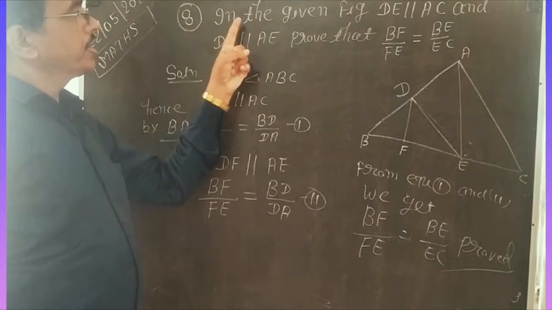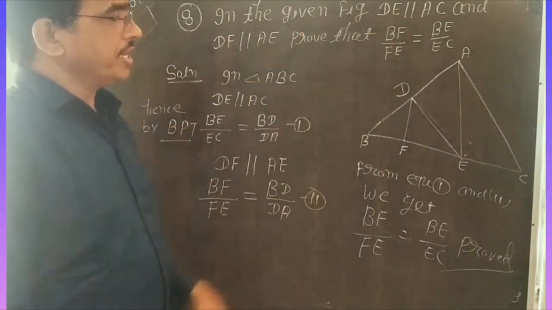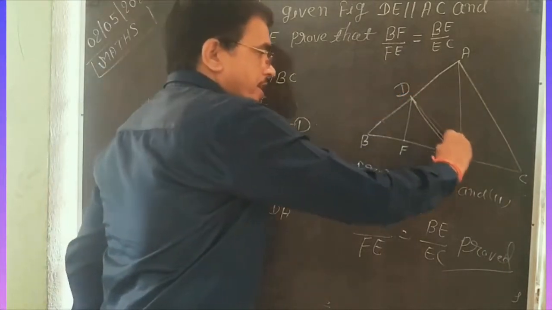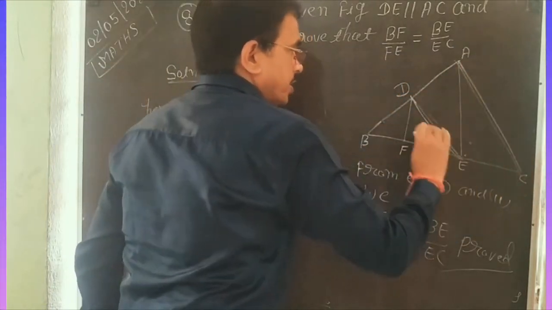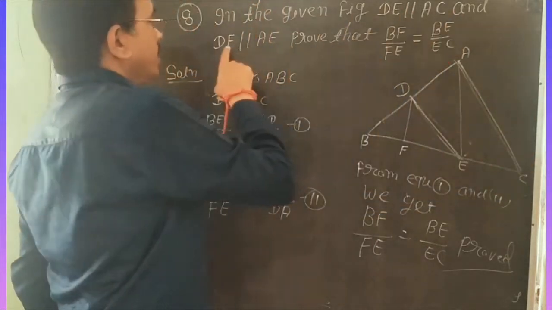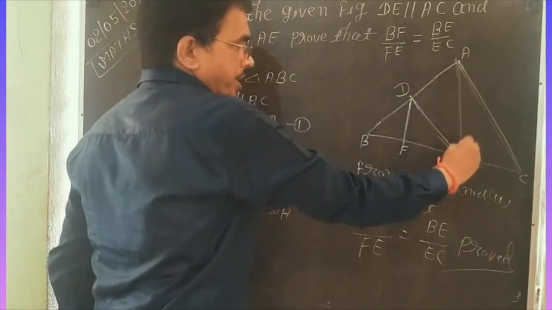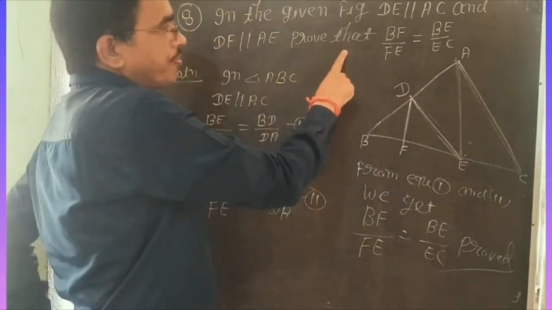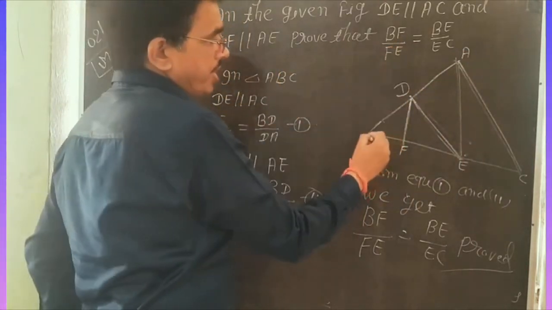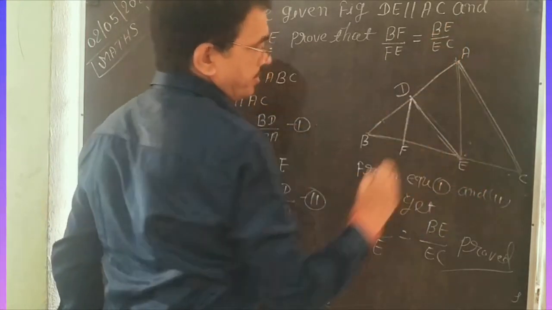Question of today. Question number 8. In the given figure, DE is parallel to AC. Find out, student, this DE is parallel to this AC, and DF, this is DF, is parallel to AE. Then prove that BF by FE is equal to BE by EC.